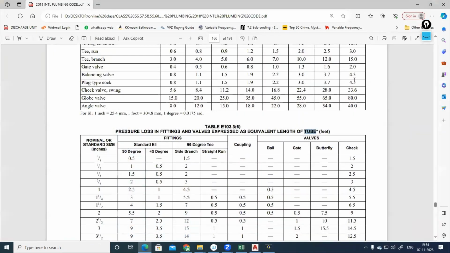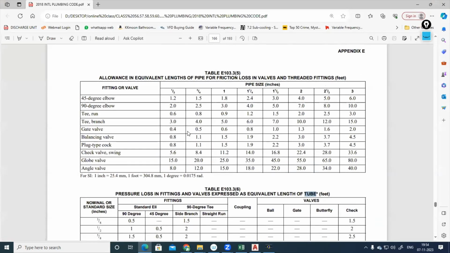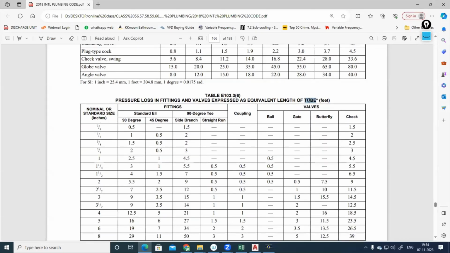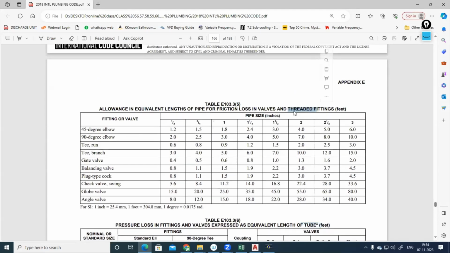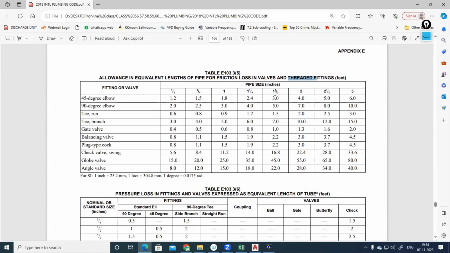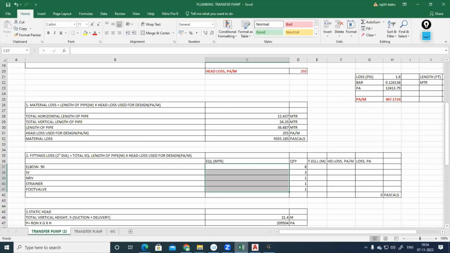So when you are dealing with the valves, all kind of valve data, you can take equivalent length from here. Other straight pipe, elbow, T-joint, for PVC pipe, we can take. Tube fitting means solvent welded. This will be threaded. Valve will be threaded. So data you can take from here. Okay, anyhow, the first one.